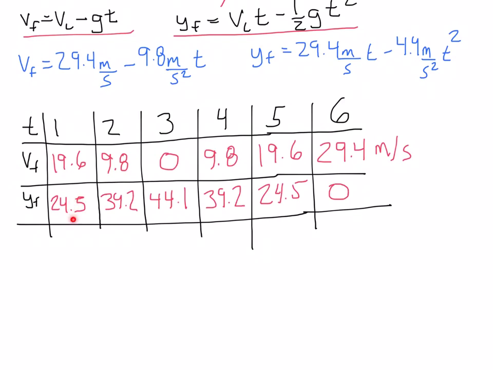Notice how these values are the same, and this is the highest. That's also when the velocity is at 0. So at the highest point, the velocity is equal to 0.